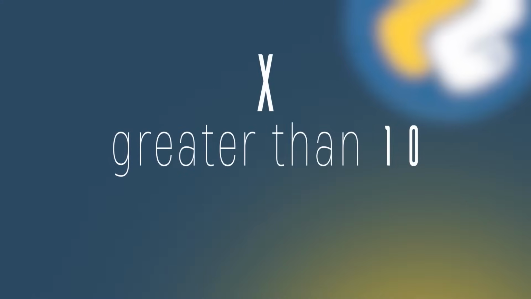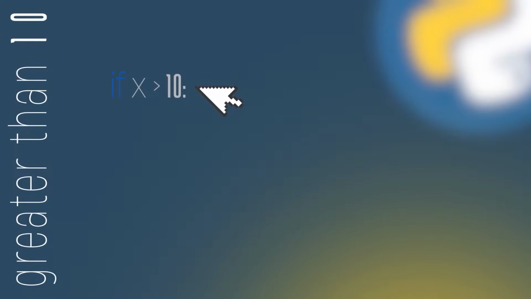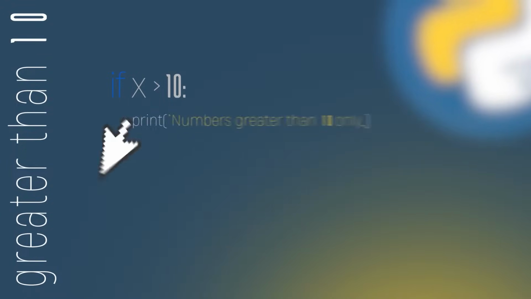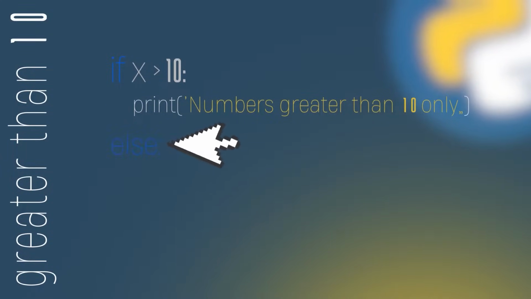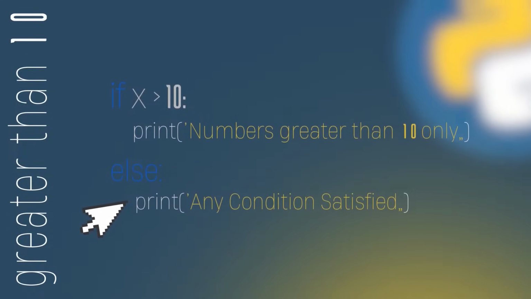Let's suppose we want to check if a number is greater than 10. The number we want to check is stored in the variable x. We can check if this number is greater than 10 by doing if x greater-than operator and the number 10. If this condition is true, we're going to print numbers greater than 10 only. Otherwise, if the condition is false, we're going to have our else statement. In the else, we're going to print any condition satisfied.